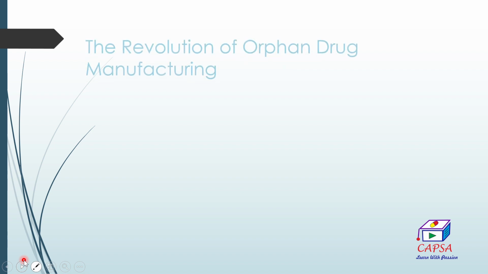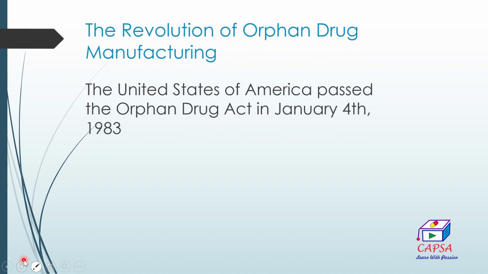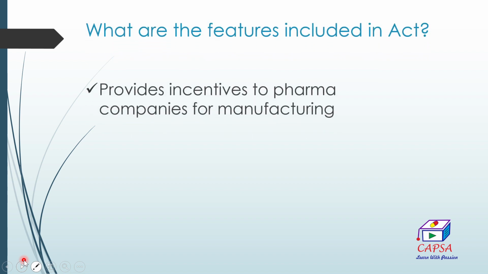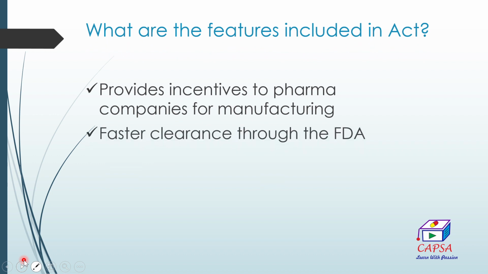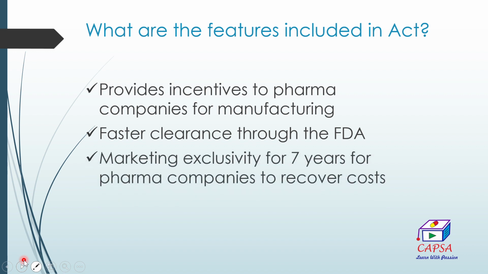And it happened when the United States of America passed the Orphan Drug Act on January 4, 1983. Now we should know what features are included in this act. So, they provide incentives to pharma companies for manufacturing, faster clearance through the FDA, and marketing exclusivity for 7 years for pharma companies to recover costs.